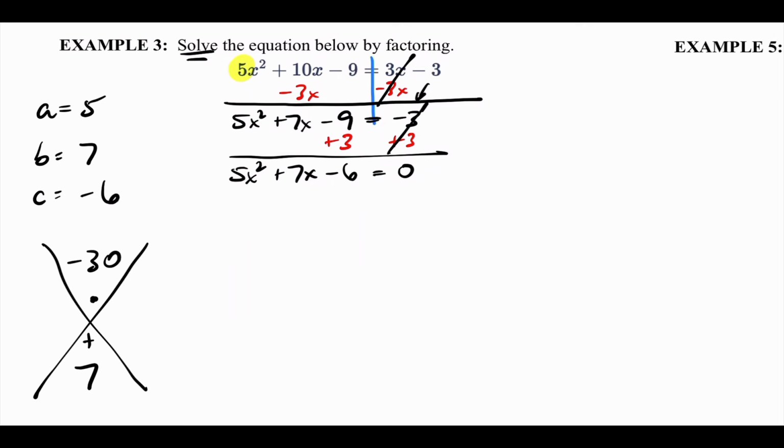Let's see, what makes 30? 6 and 5, 10 and 3, 15 and 2, 30 and 1. One of them has to be negative. There you go, 10 and 3. Oops, 10 is not going to be negative because that would make -7. It's going to be a -3. Yep, there we go.